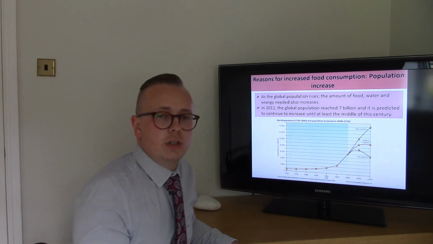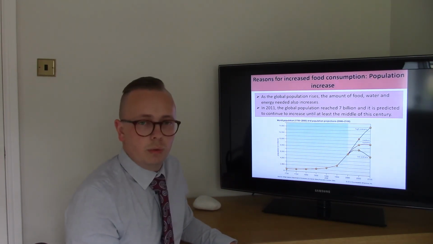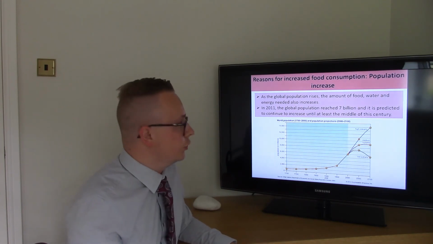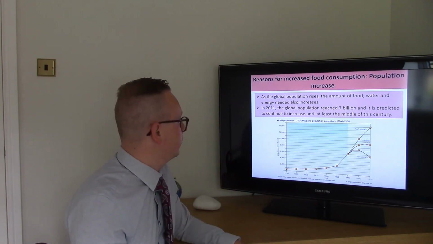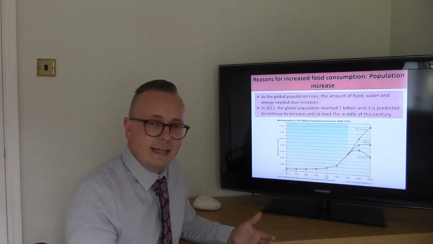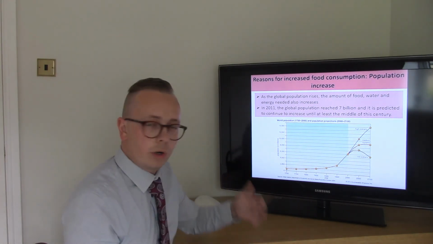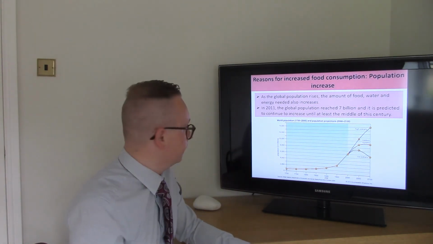Now, another challenge in terms of food supply is that we've got increased food consumption in the world, and that's down to two main reasons. The first one's population increase. As the global population increases, there is increased need for higher food production, as well as water and energy, in order to meet the needs of those people.